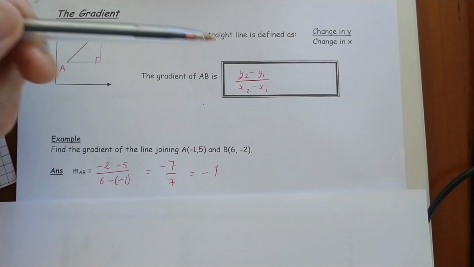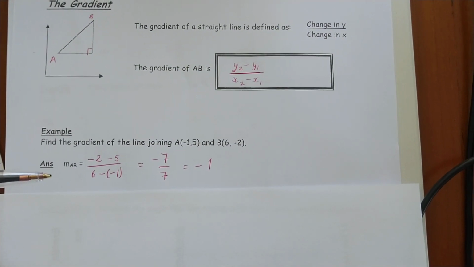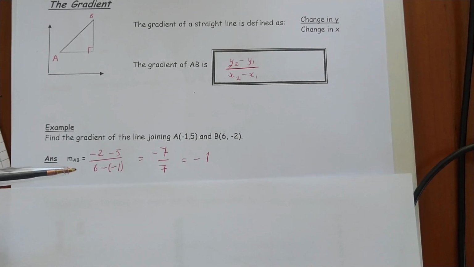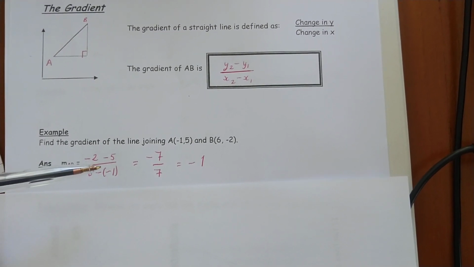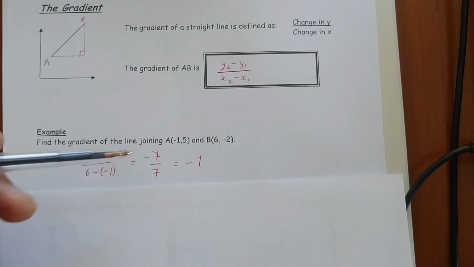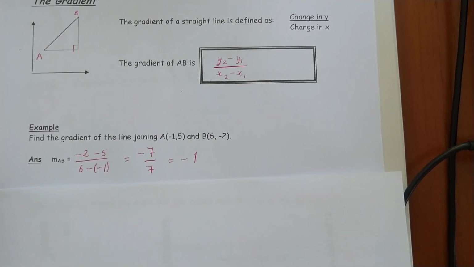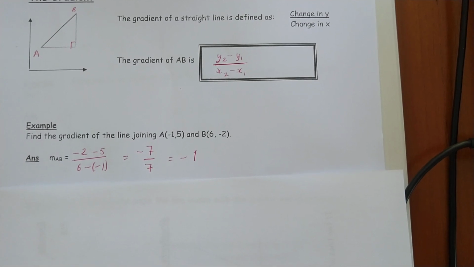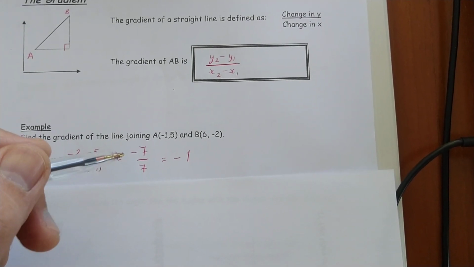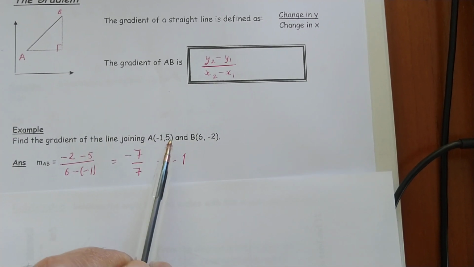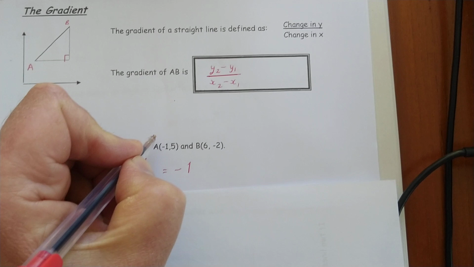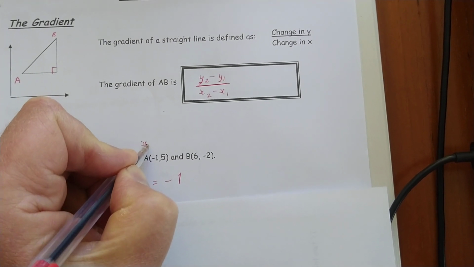But just to fill in your notes there, here's a wee example just to make everything complete. So gradient of AB in the diagram, change in y, minus 2 minus 5 over 6 minus minus 1, which works out as minus 7 over 7 equals negative 1. A little sketch is often very good just to check that your answer makes sense. And sometimes people get confused, they maybe do 5 take away negative 1 or something silly like that.